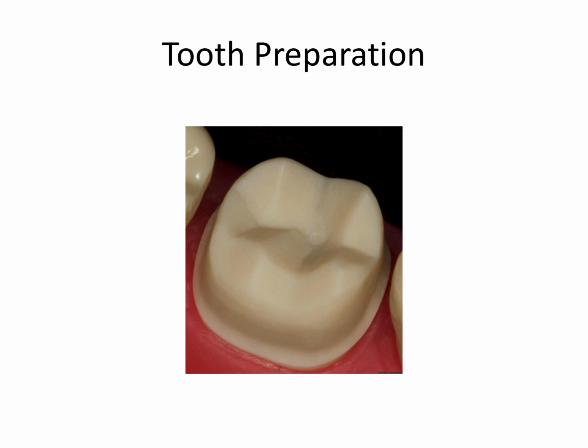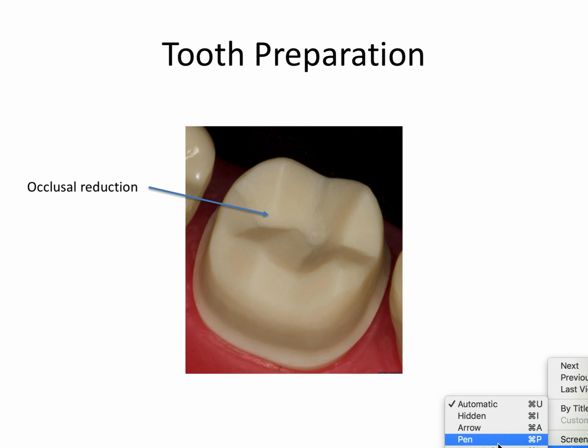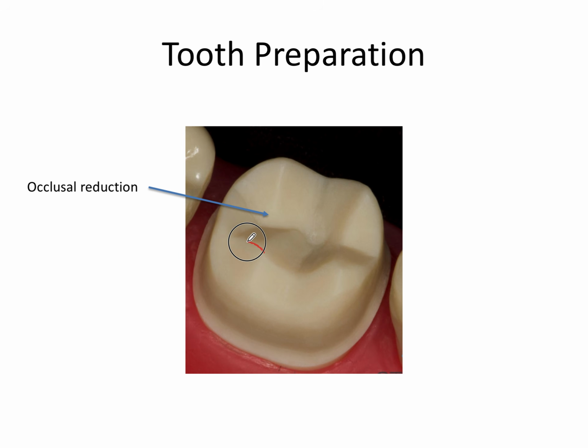So now for some terminology. The occlusal surface of the tooth is reduced down while maintaining its original cuspal anatomy, and this is called the occlusal reduction. The primary part of the reduction is within the occlusal table, and just as a review, we can trace the occlusal table from cusp tip to cusp tip along the marginal ridges, and this would give us the outline of the occlusal table.